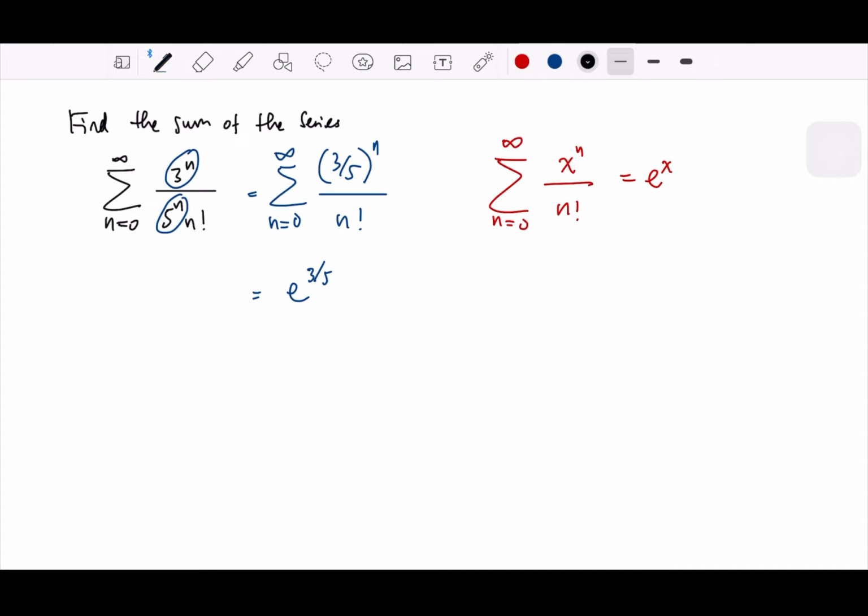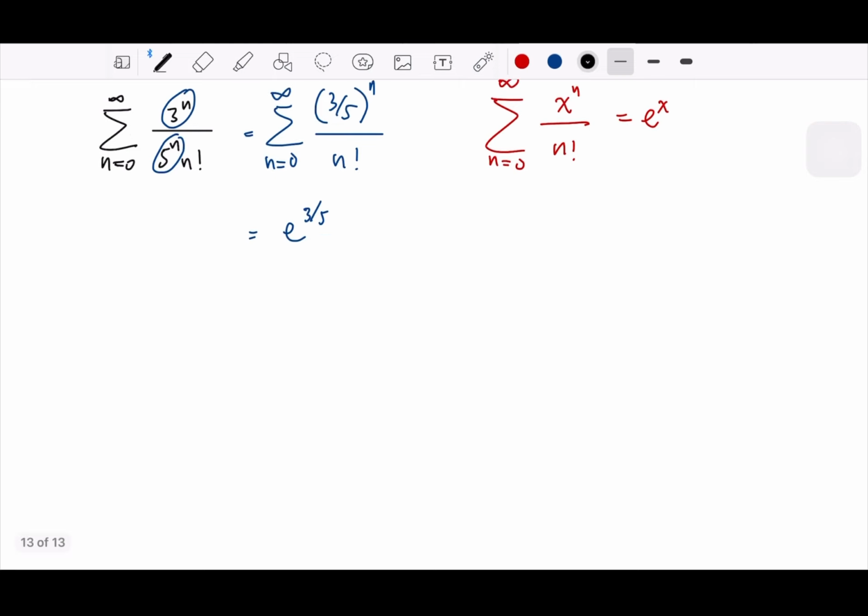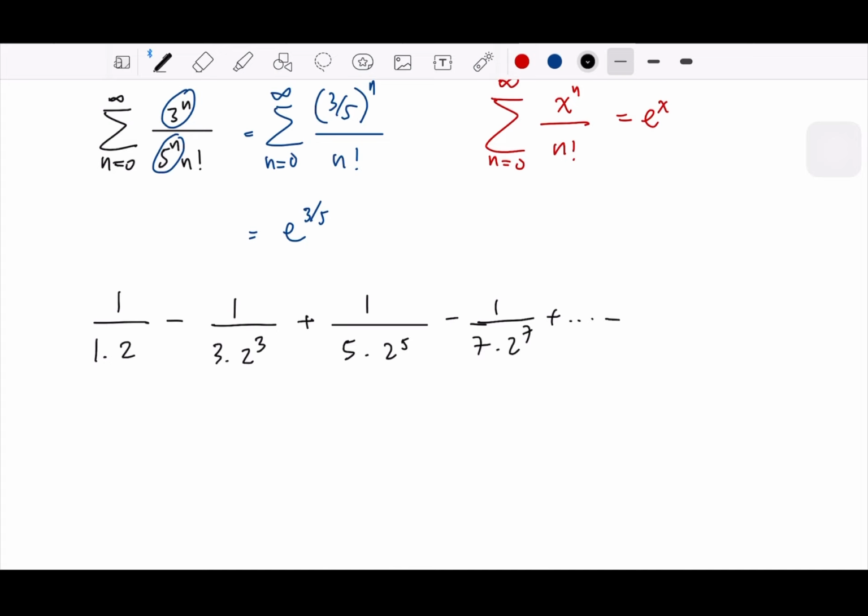Now, the other question that I want to ask, still finding the sum. This is the sum. Okay, finding the sum. Okay, pause the video and try to check your answer.